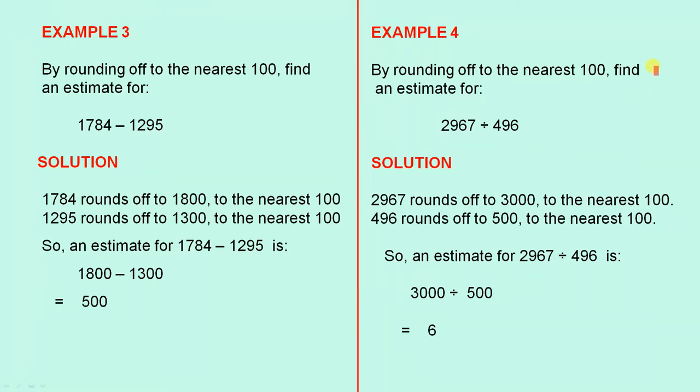Example 4. By rounding off to the nearest 100, find an estimate for 2,967 divided by 496. Solution. 2,967 rounds off to 3,000 to the nearest 100. 496 rounds off to 500 to the nearest 100. So, an estimate for 2,967 divided by 496 is 3,000 divided by 500, which equals 6.